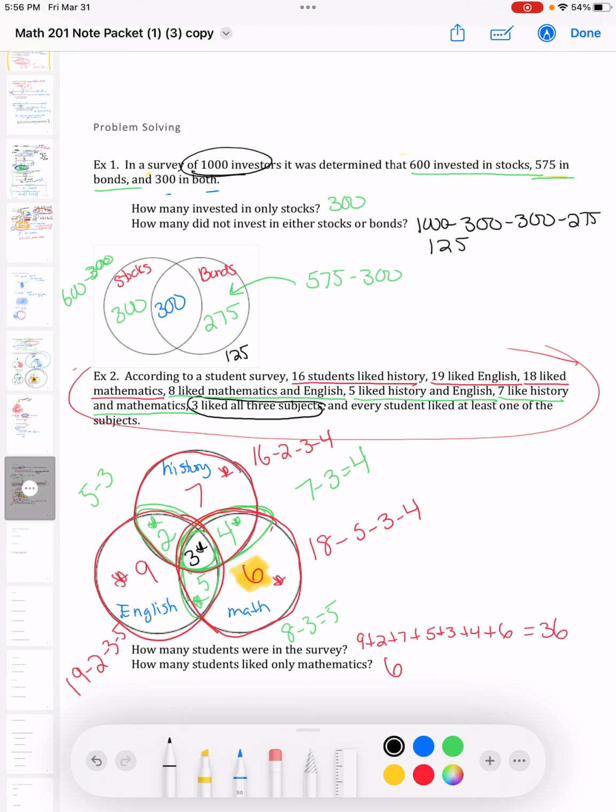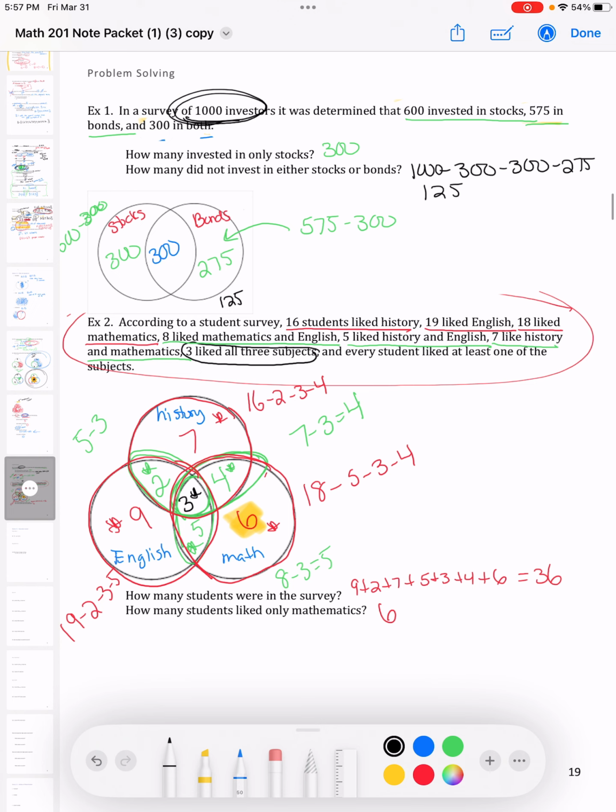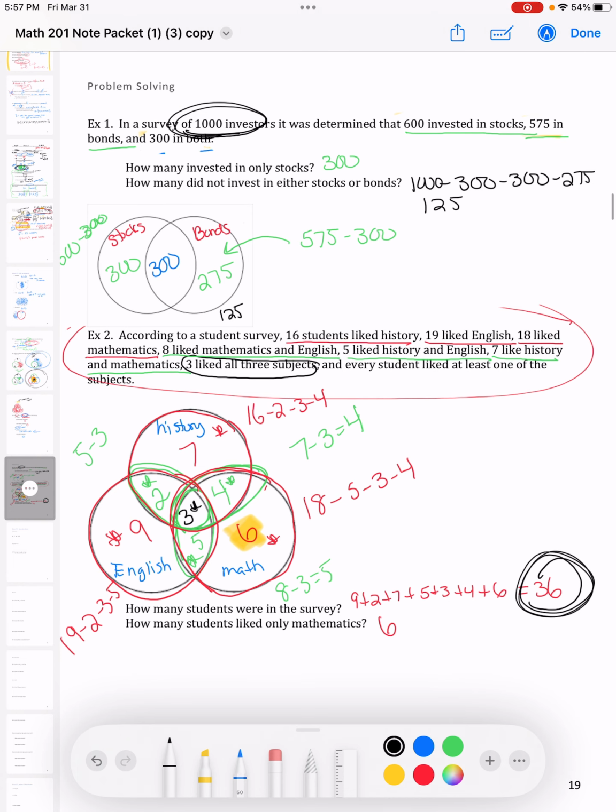And those people are out in our universe. We talked about the universe in the last section. The universe is everyone that's being included, so all those 1,000 people. In this last one we did, our universe was the 36 people, everybody surveyed. There wasn't anyone that was floating around the outside. Technically, these 125 are kind of hard to see. We draw our universe. It's the stuff that's inside the box, but not in the Venn diagrams.